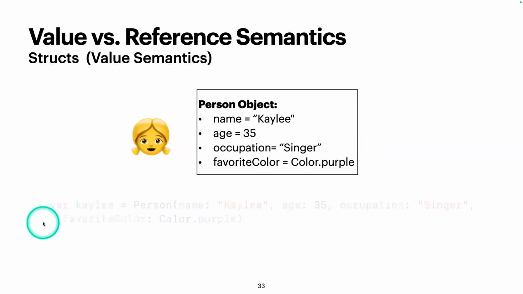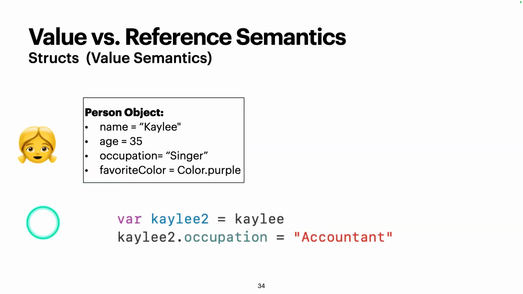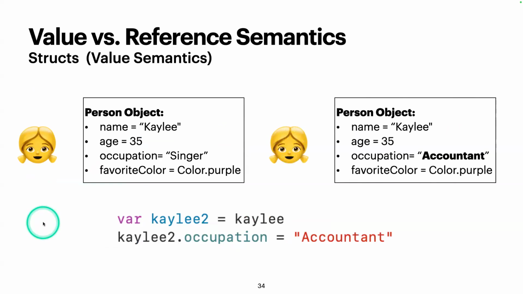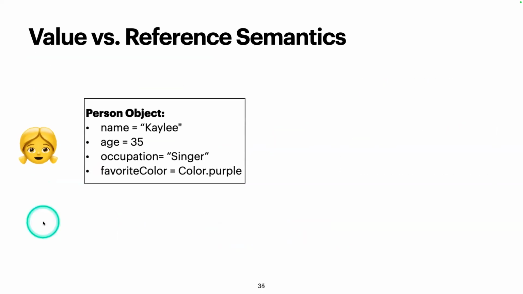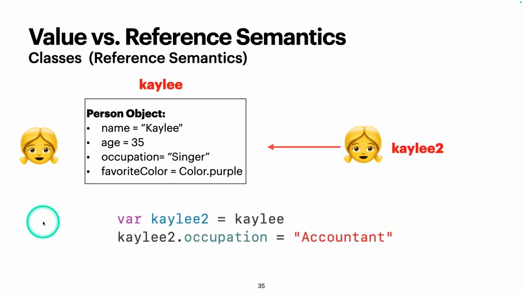All right, so this is another visualization. Here's structs. When we do Kaylee2 equals Kaylee, we create a new object. It's a copy, and we're modifying the copy. With classes, the reference semantics, Kaylee2 points to Kaylee, and when we do Kaylee2.occupation, what is Kaylee2? It's actually Kaylee, and we're modifying that. Okay, good, cool.